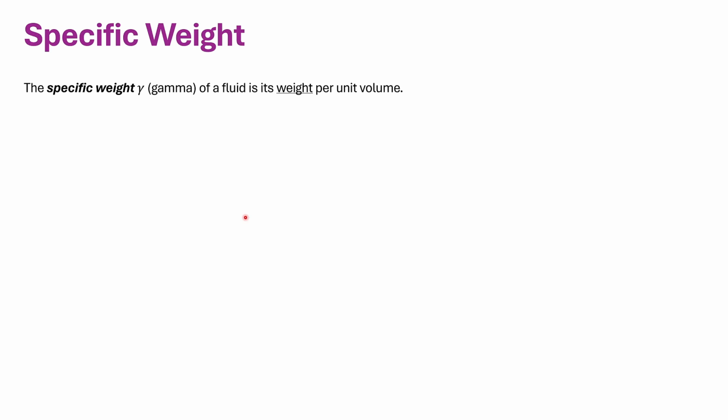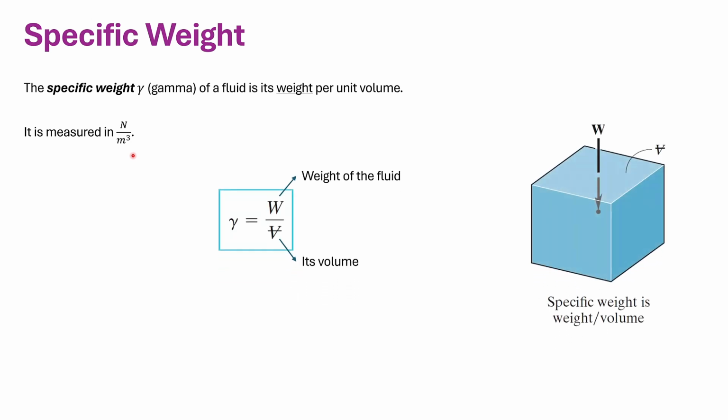Next important property of fluids is specific weight. Let's see what it means. The specific weight, shown using the Greek letter gamma, of a liquid or of a fluid is the weight per unit volume. In the previous one, we had density, which was m divided by v, and m was the mass, but here we have weight per unit volume. And it is measured in newtons per meter cubed, as an example in SI units.